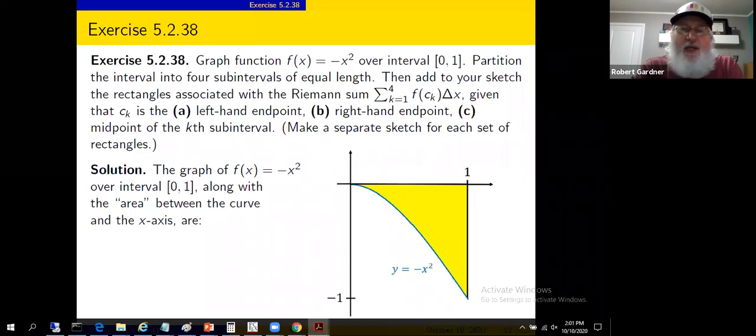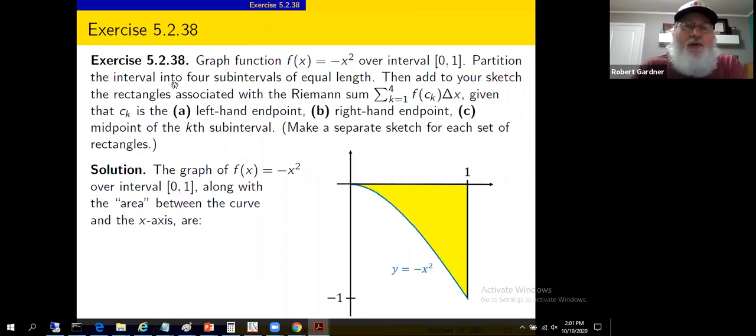All right, so the pictures we get are as follows. Here's the graph of y equals negative x squared. It's a concave down parabola. You're familiar with graphing y equals x squared and y equals negative x squared. I'm only interested in what happens between 0 and 1. The area, which we're approximating, I've given in yellow. So we're interested in the area bounded by the x-axis and this function for x between 0 and 1. This is the area we're going to approximate as described.